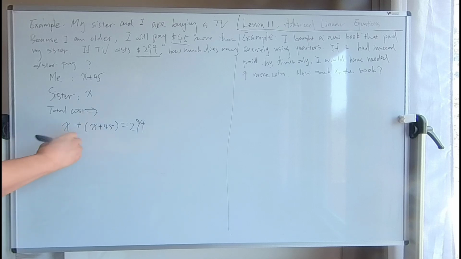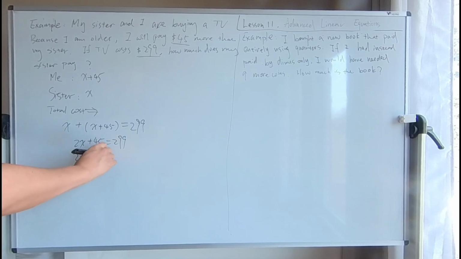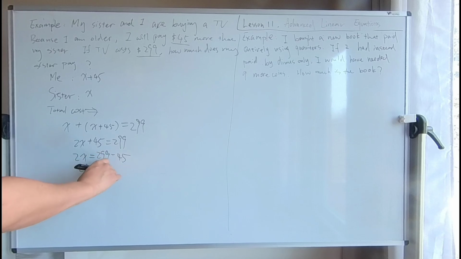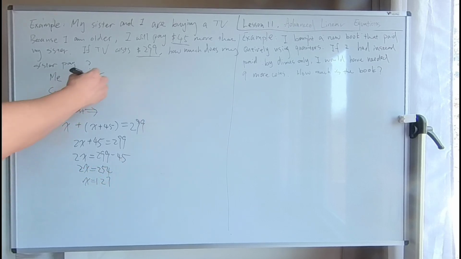The next step is to solve this equation. We can simplify it first. It's 2x plus 45 equals 299. Moving 45 over, 299 minus 45, so 2x is 254. x will be 254 divided by 2, which is 127. So my sister pays $127 for this TV.